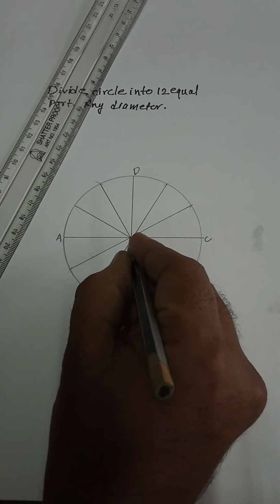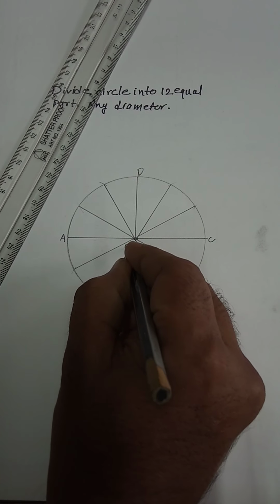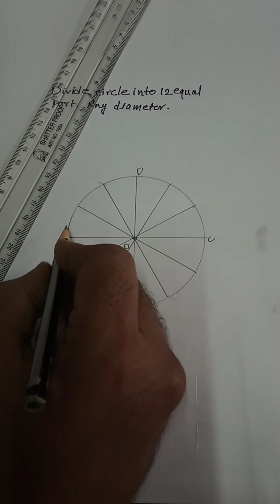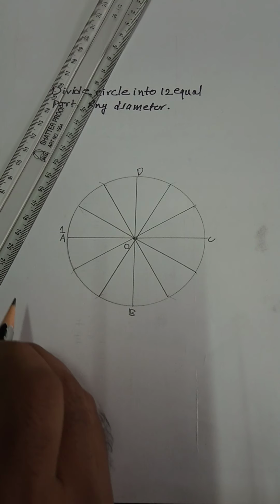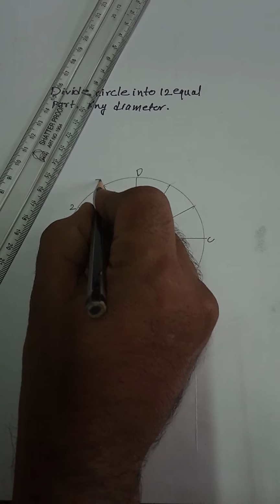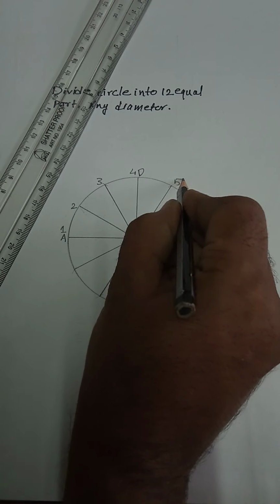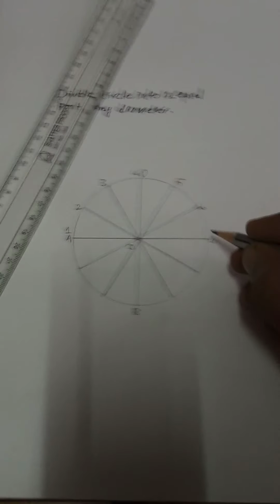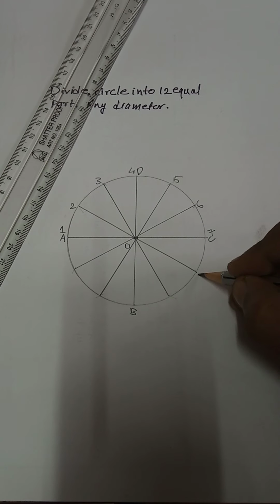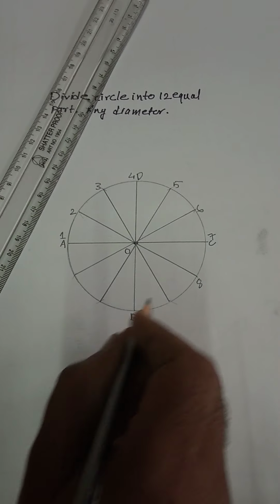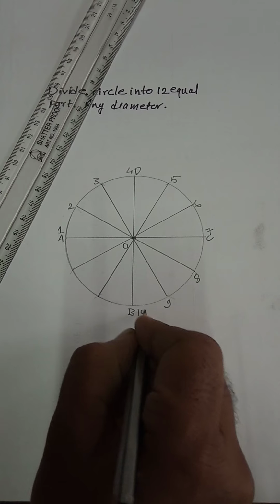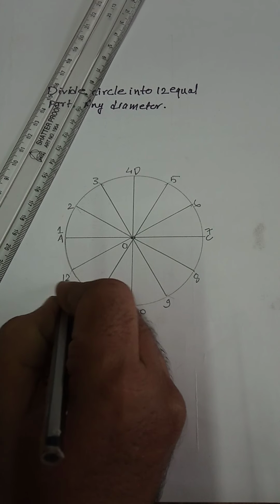Now this is the center O, and I just name all the points 1, 2, 3, 4, 5, 6, 7, 8, 9, 10, 11 and 12.